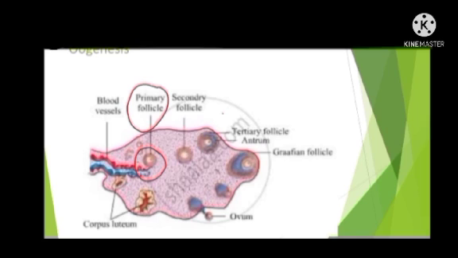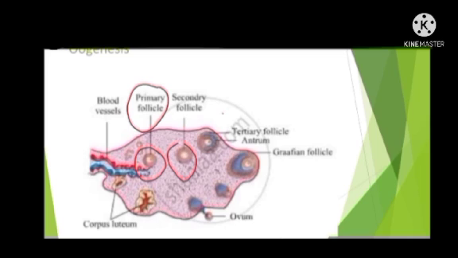Now the primary follicles are surrounded by more and more layers of granulosa cells, and now it is said to be a secondary follicle. So when the primary follicle gets surrounded by more layers of granulosa cells, a theca, another protective layer, will be formed, and now it is said to be the secondary follicle. Here you can see the secondary follicle, with more and more layers of granulosa cells present.